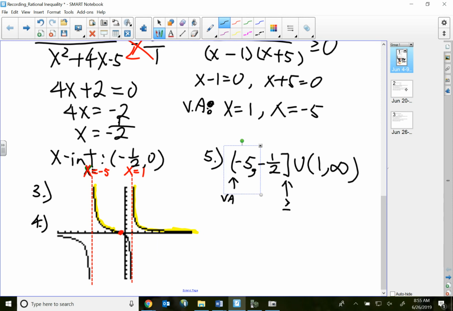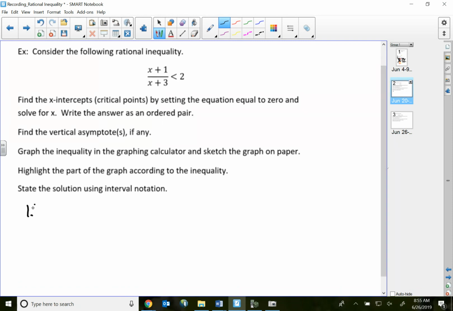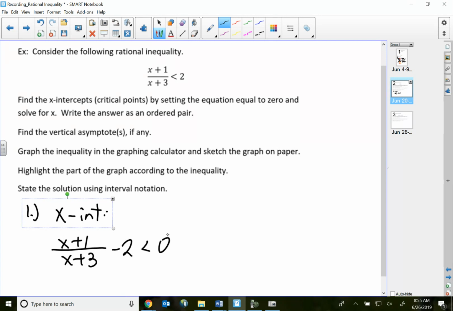All right, let's try another one. This one I've got 2 terms, and the other side is not equal to 0. So while I'm finding the x-intercept, I'm going to move that positive 2 over to the other side. So I get x plus 1 over x plus 3, minus 2, less than 0.